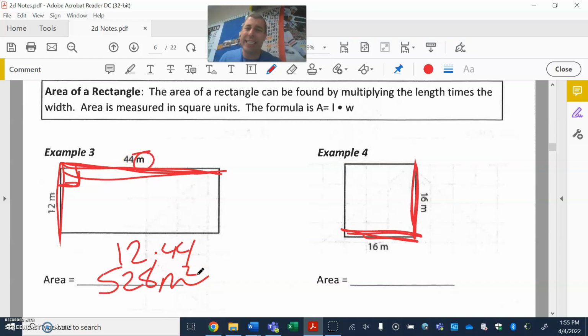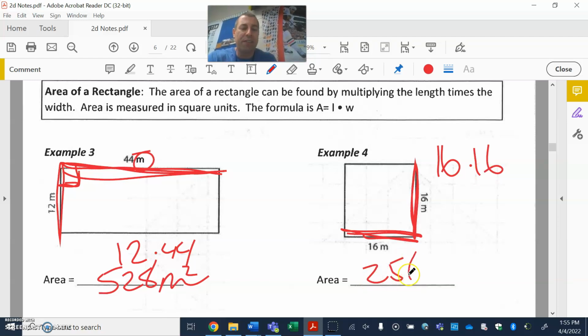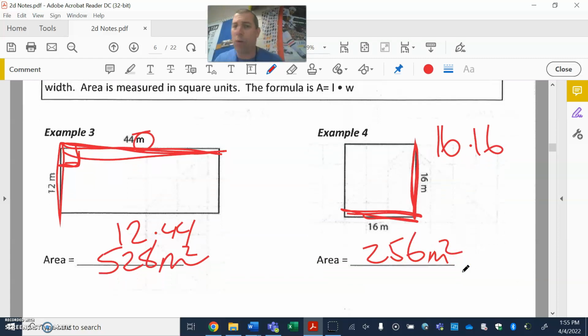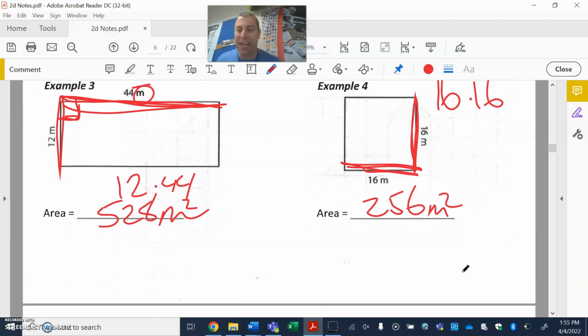The next one, same idea. 16 times 16. That length and that width we're looking at there. Multiply that, we're going to get 256. And yes, meters squared. Everything area is meters squared. If you look at the previous problems, it wasn't area, it was perimeter.